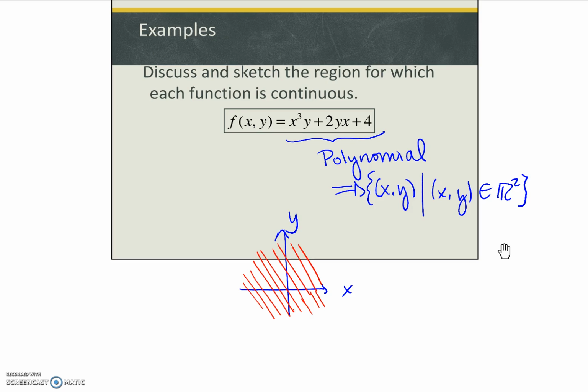You could write it something like what I have here. Or you could just say for R2 or for the xy plane. That would be fine as well. And if I'm going to sketch the region, the domain is in the xy plane. So here's my xy plane. I have that this function is continuous over the entirety of it. So basically I have shaded the entire xy plane.